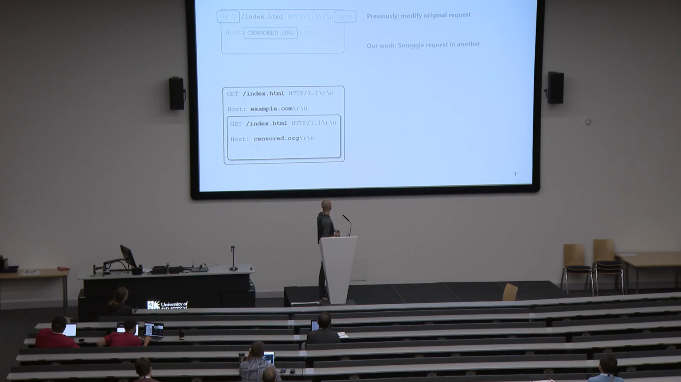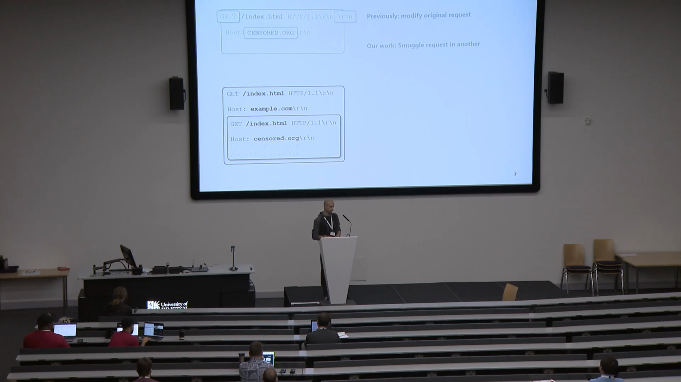And notice how the host headers of both requests are not the same. The inner one points to censor.org, saying, hey, I want to access censor.org, but the outer one says something like example.com, which might not be censored. It can be exchanged by any other uncensored or even non-existing domain.